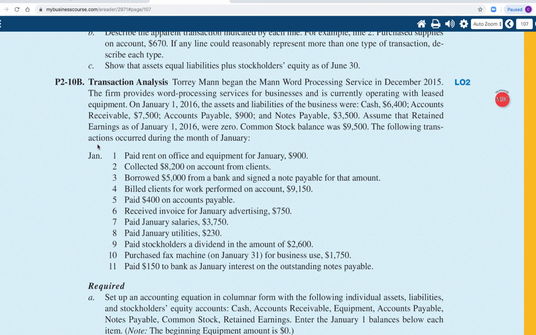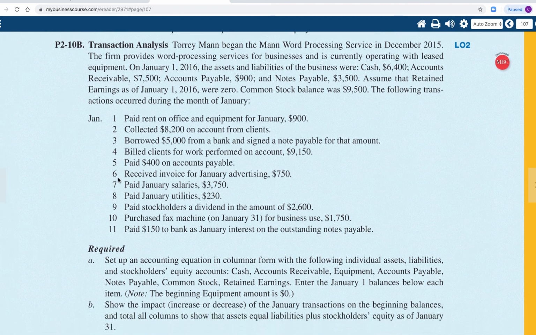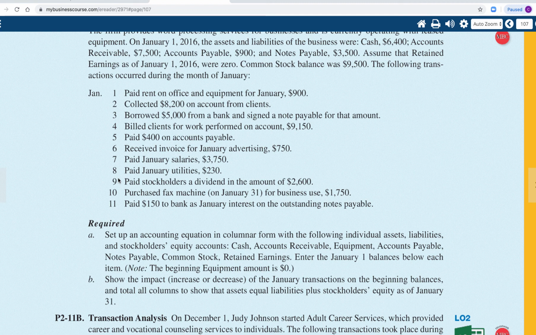As we go through January, guess what we're going to have to do? We're going to have to journal or make our journal entries, right? Cash is obviously going to be hit, but we need to calculate the balance at the end of the period, okay? So these are very important. So if you'll see here, it says set up accounting equation in a columnar form with the following individual assets, liabilities, and equities. We're not going to do that. So for part A, we're just jumping right into journal entries, okay?